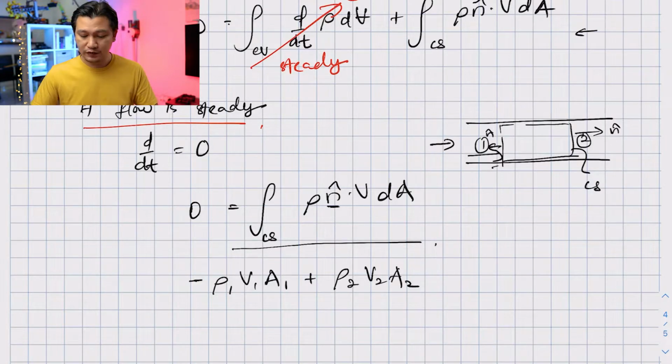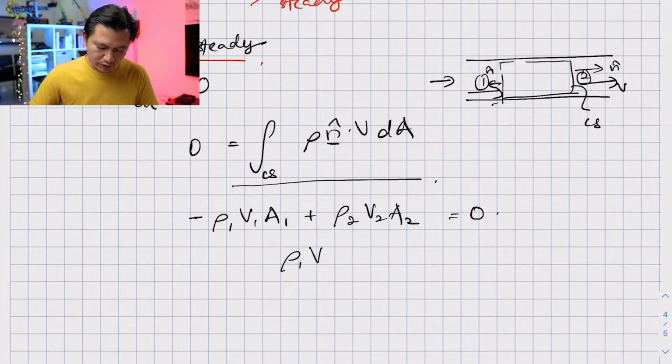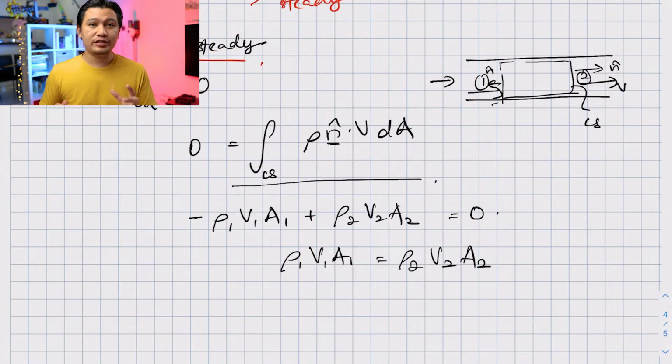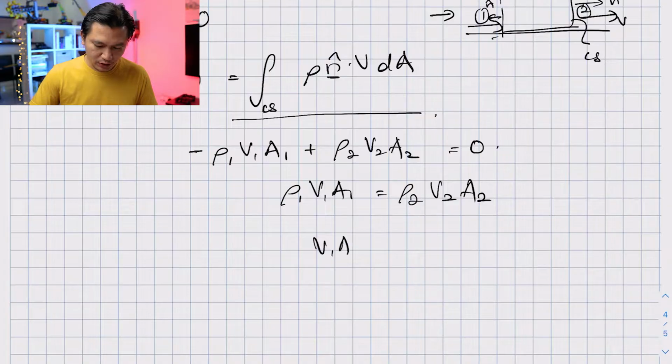Now V2 is positive because V is also going to the right, and n is also going to the right, so it becomes positive, and this is equal to 0, and you will end up with rho 1 V1 A1 equal to rho 2 V2 A2. And if the flow is incompressible, meaning that the density at point 1 is equal to the density at point 2, you can simply cancel out rho 1 and rho 2. And this equation becomes V1A1 equal to V2A2.